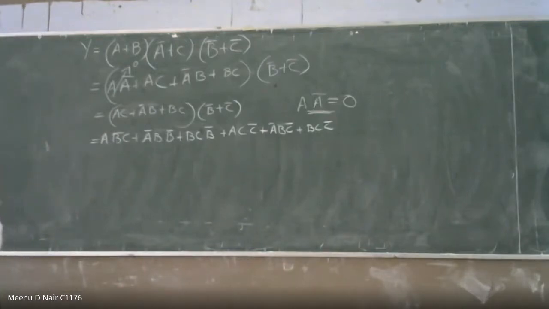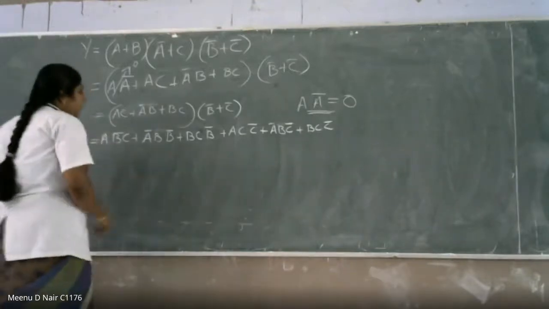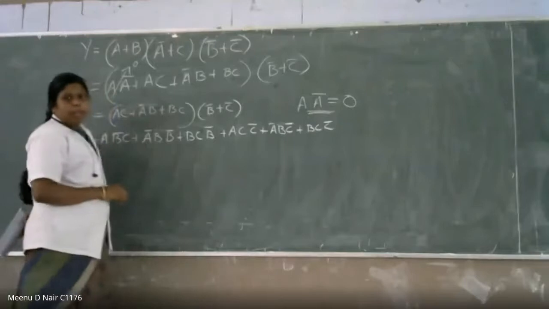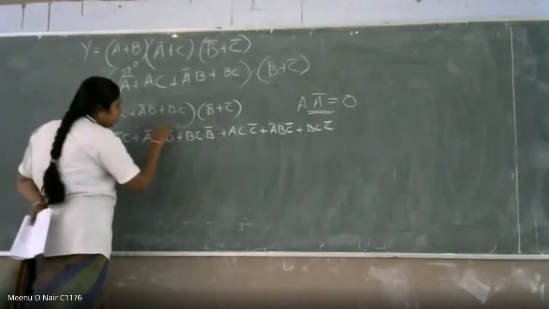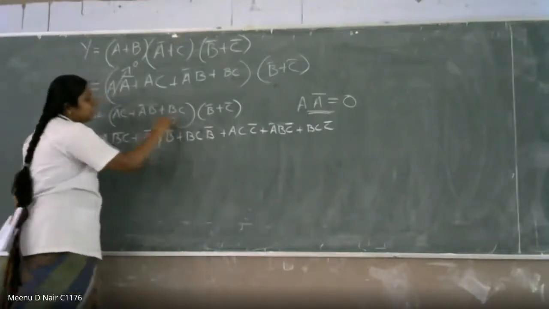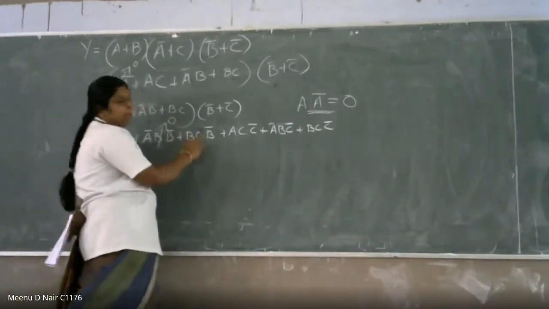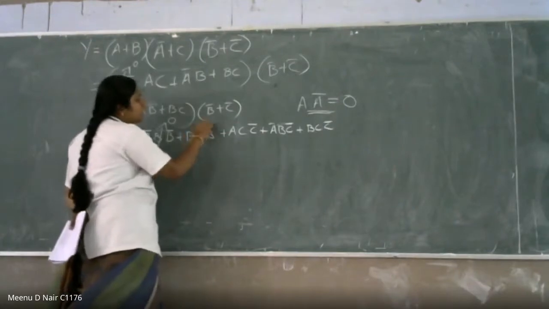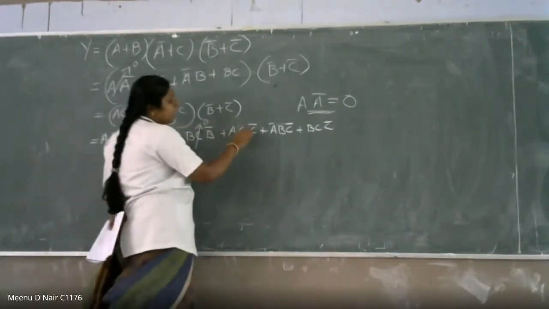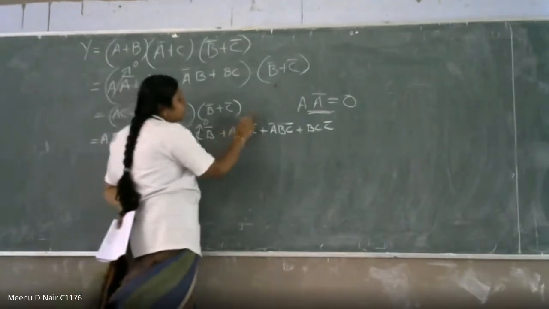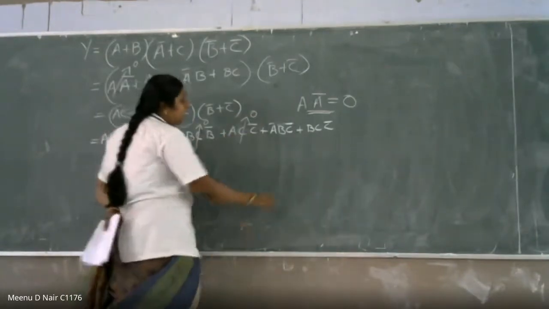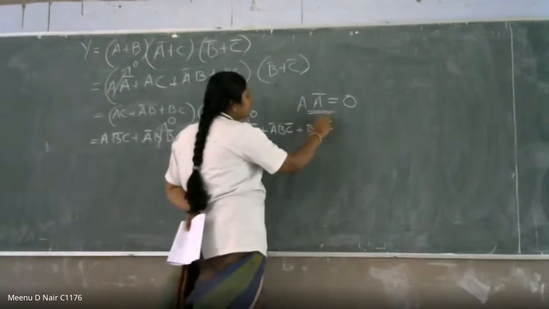So what is the answer? Here again, this is B into B bar. B into B bar is equal to 0. So this term goes to 0. Here B C B bar, again B into B bar, so this term goes to 0. Then A C into C bar, C into C bar, so this term goes to 0. Again B C C bar, so this term goes to 0.